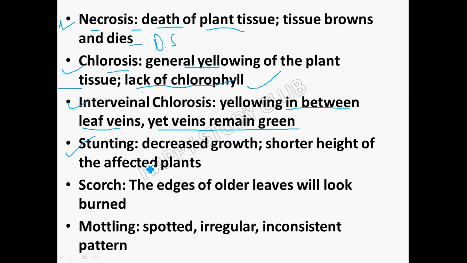Stunting means growth of the plant is slow: decreased growth and shorter height of the affected plants. Next one is scorch. The edges of the older leaves will look burned. Next one is mottling. Mottling means spotted, irregular, inconsistent pattern. So these were the terms associated with the symptoms of plants caused by nutrient deficiency.